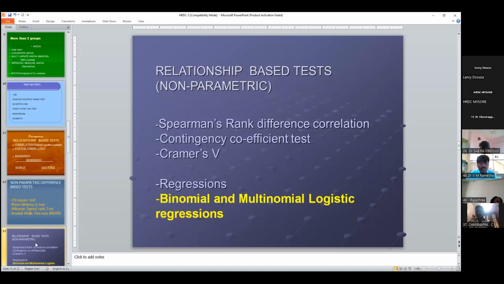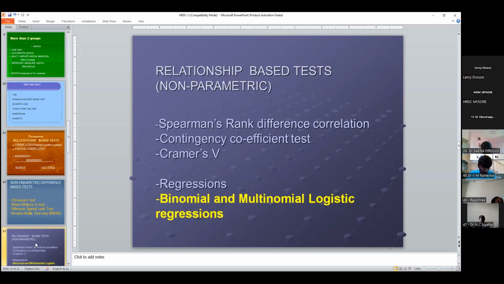Likewise, we have non-parametric relationship based tests. One of the techniques is called Spearman's rank difference correlation. In parametric tests we had Pearson's product moment correlation, whereas here we are going to use Spearman's rank difference correlation, and sometimes we have to associate the contingency coefficient.